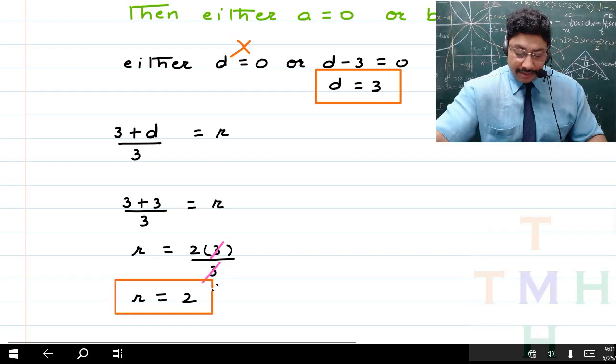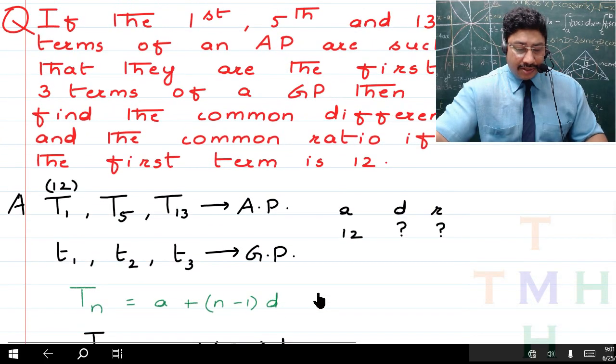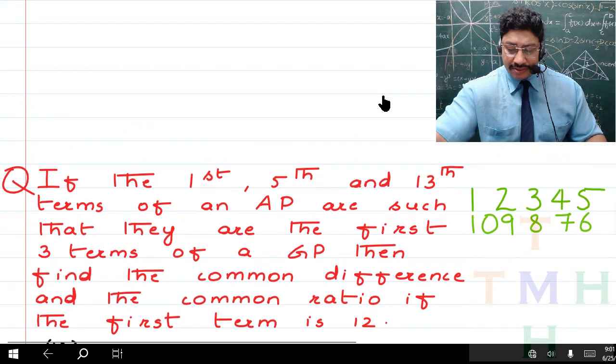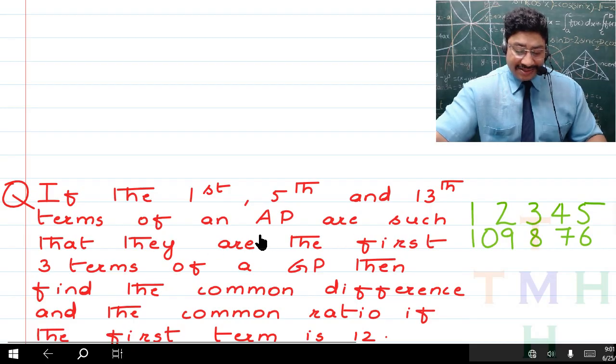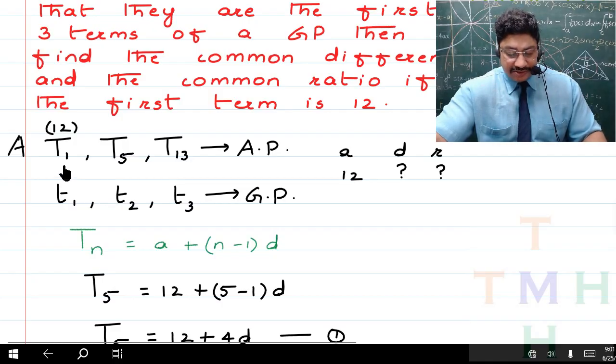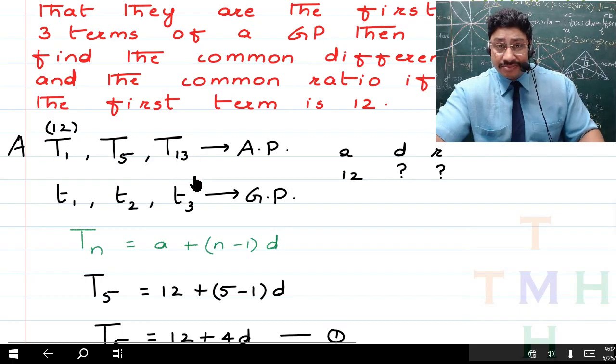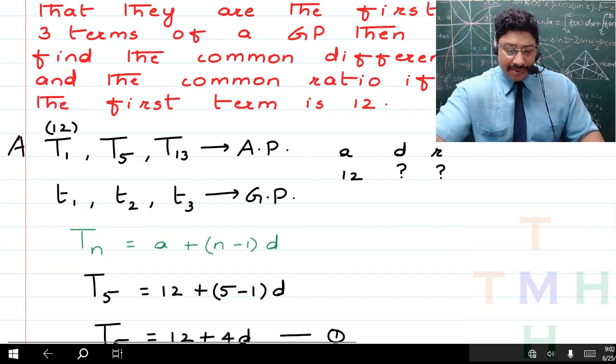Okay, now children, after this I will just quickly discuss the sum with you people. So in the question, you've been told that the first term, the 5th term, and the 13th term of an AP are such that they are the first 3 terms of a GP. So here we have the first term, the 5th term, and the 13th term, which are terms of an AP, right? And we have written it, right? So these are 3 terms which are of an AP.